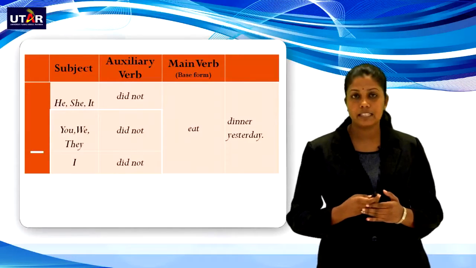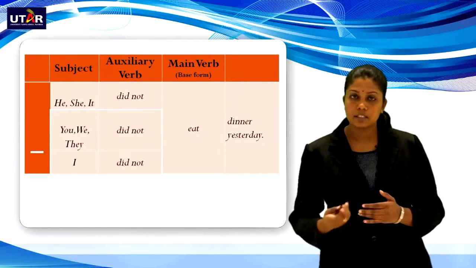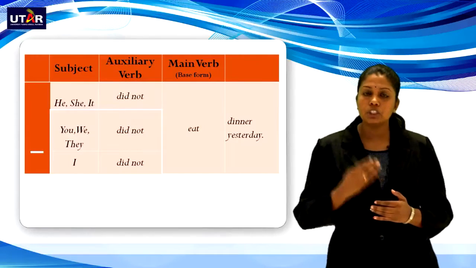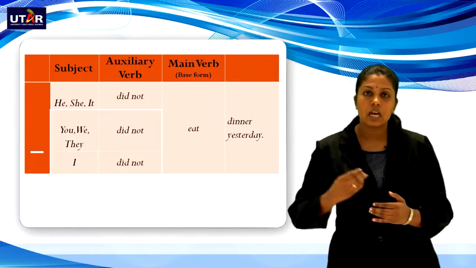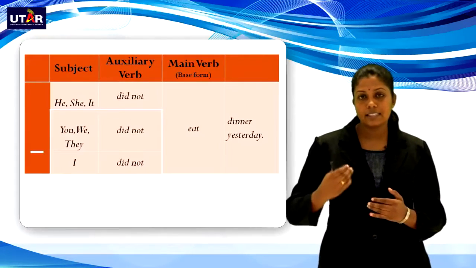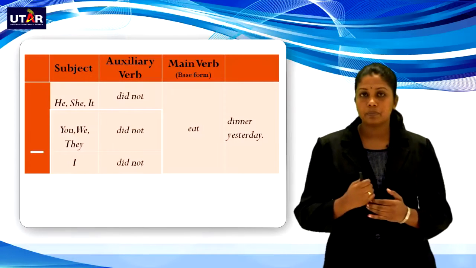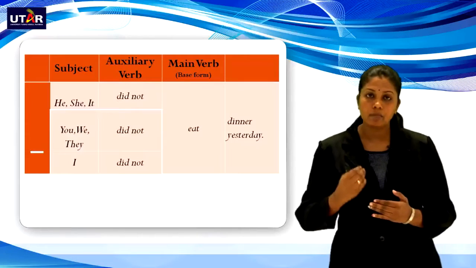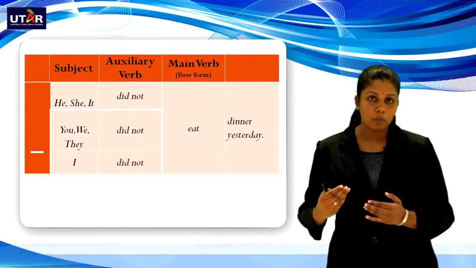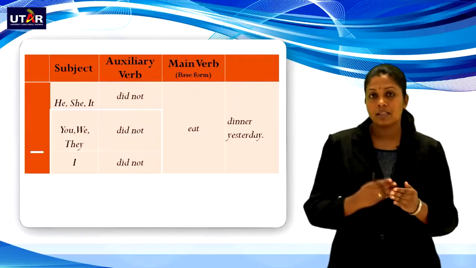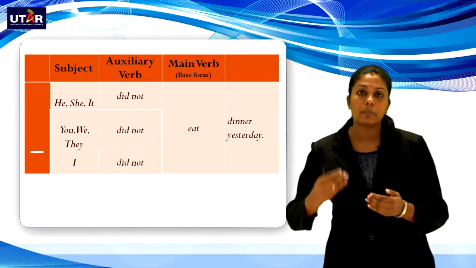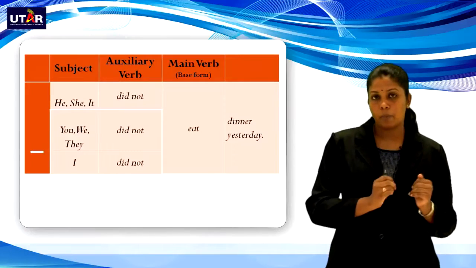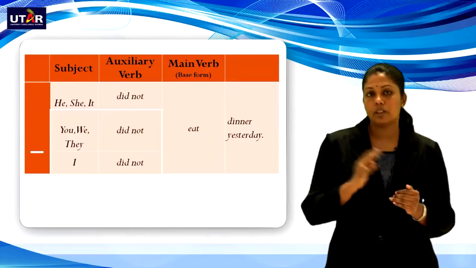Now let's move on to the negative sentences. In order to construct negative sentences in past simple tense, you should use the auxiliary verb did not. So the sentence structure would be subject followed by the auxiliary verb and the main verb. The main verb will not be in past form, but it will be in base form. Since we have used the auxiliary verb did not, the main verb will remain as the base form. It will not be changed to the past form.